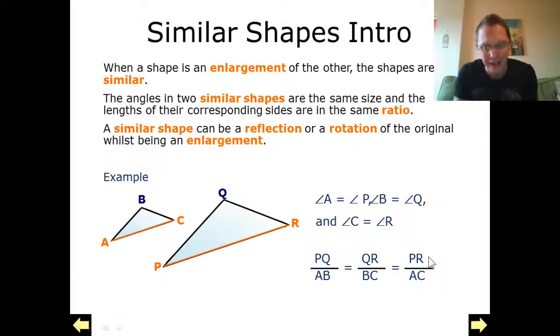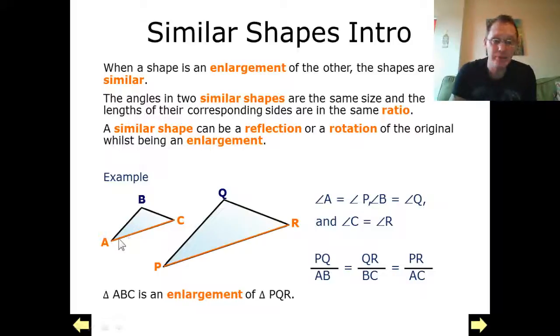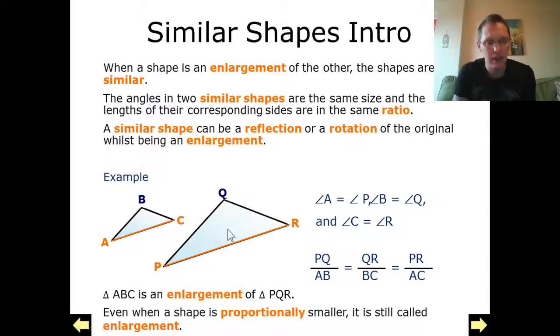called a scale factor. So what we can say is that triangle ABC, using a bit of notation, is an enlargement of triangle PQR. Now some of you might be looking at that saying, how is this an enlargement of this? But we can still have an enlargement when the shapes are seen to be reducing in size. It is still called an enlargement.